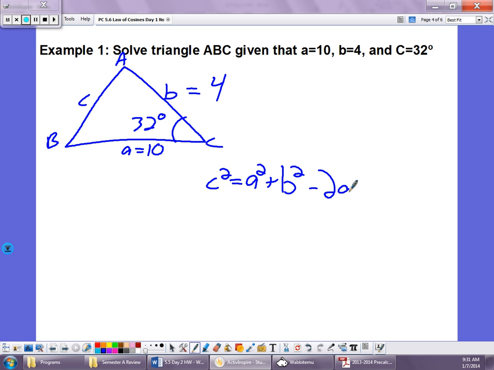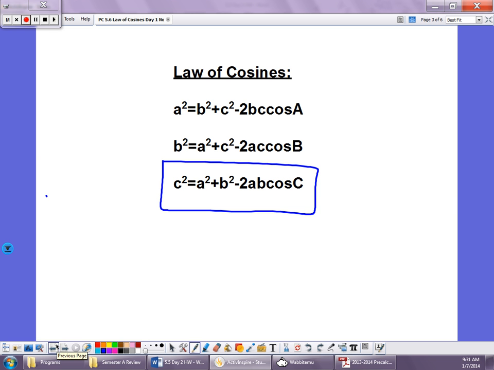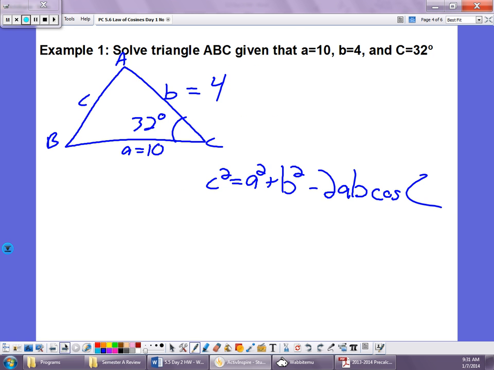So we're given angle C, so I have c squared equals a squared plus b squared minus 2ab cosine c. And you're given everything. So now I'm just going to plug everything in. C squared equals 10 squared plus 4 squared minus 2 times 10 times 4 cosine of 32.